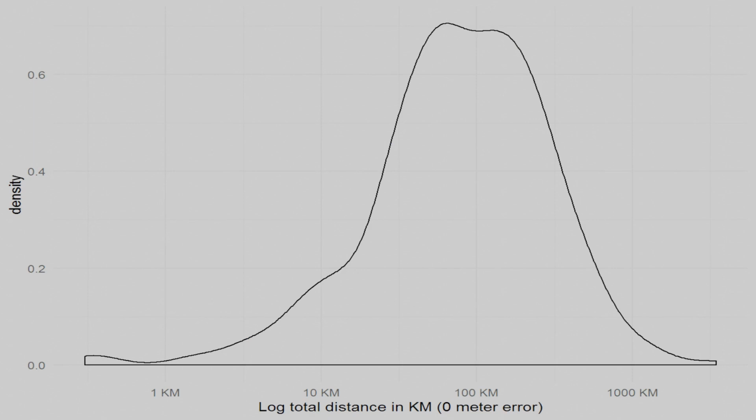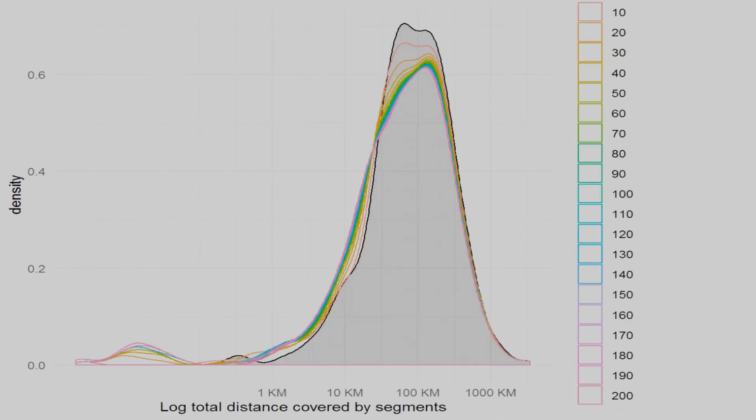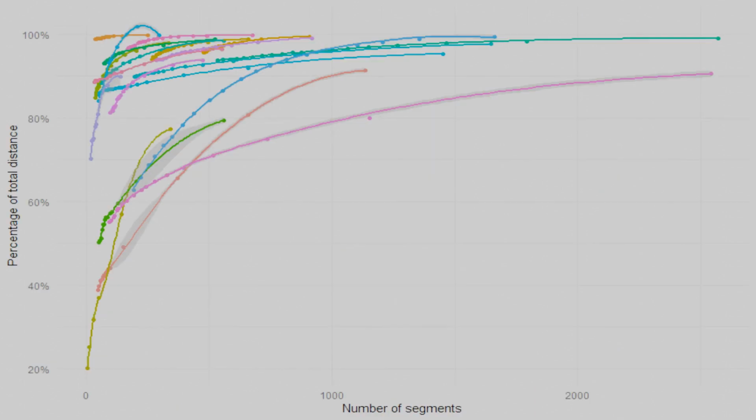Here's the distribution of all the distances in our complete data. And here's how that distribution changes if you apply segmentation at error levels in increments of 10 meters. At 10 meters, that means we keep making new segments until all points are within 10 meters of the segment. At 200, we stop when it's at 200 meters. Notably, this stops making much difference when it's around 60. The more segments you create, the closer you get to giving each 2 points their own segment, which would correspond with an error condition of 0 meters.